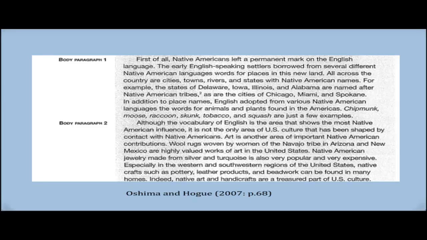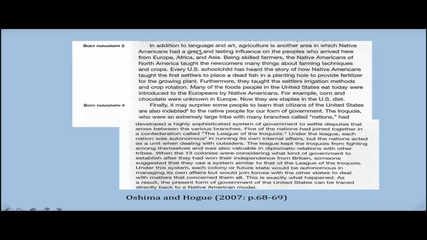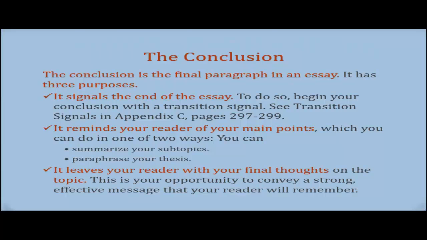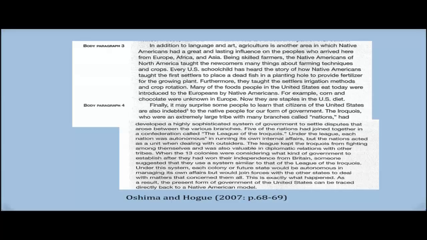Now let's go to body paragraph 3. In body paragraph 3, it mentions that the first one is about language and the second one about art. In addition to language and art, agriculture is another area in which Native Americans had a great and lasting influence on the peoples who arrived here from Europe, Africa, and Asia. So, body paragraph 3 will talk about this in a longer one. It has supporting details like, for example, corn and chocolate were unknown in Europe. Now they are staples in the U.S. diet. So this body paragraph talks about the agriculture area, where we got the influence from Native American culture.